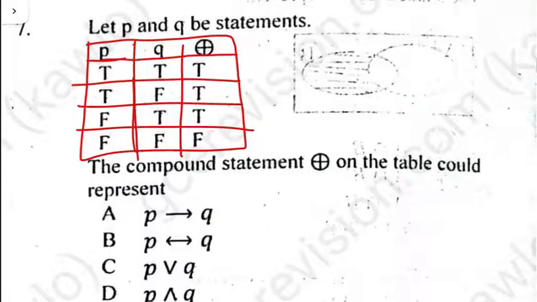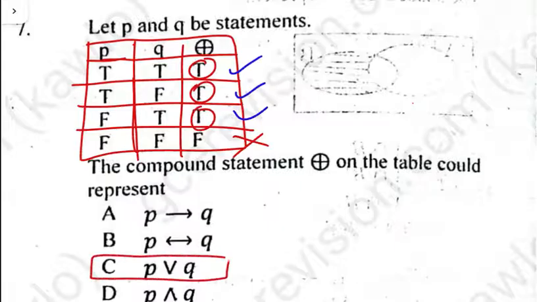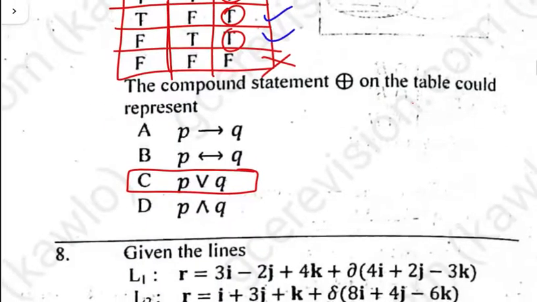For this truth table, what do you observe? You observe that when P is true and Q is true, it's true. When the first is false and the second is true, it's true. So the point where it is not true is the last one. Can you see this? True, true, true, false. So what statement is this? It's an OR statement. So for question 7, the key is C.